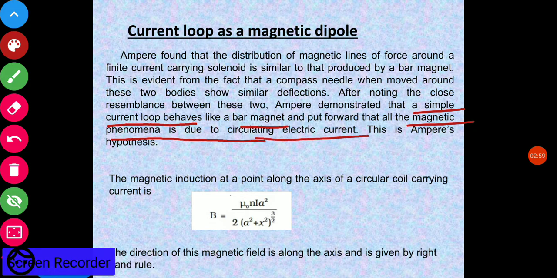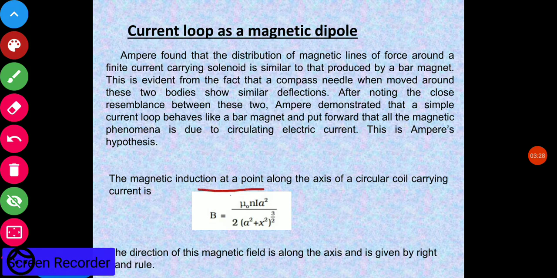So this is Ampere's hypothesis. In the previous lecture we explained that a solenoid and a bar magnet are similar to each other. On the basis of that, Ampere drew the concept that the current carrying loop, or the circulating electric current, behaves like a bar magnet. So now let us explain it mathematically.